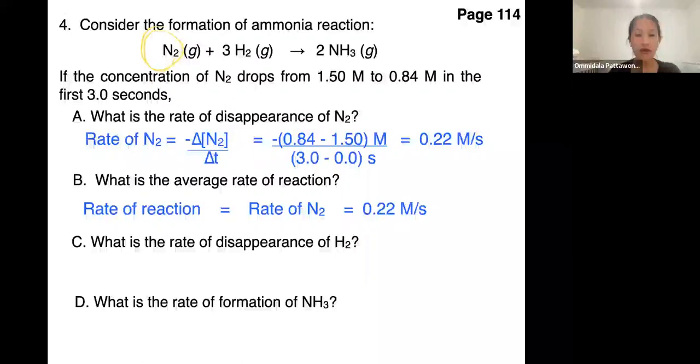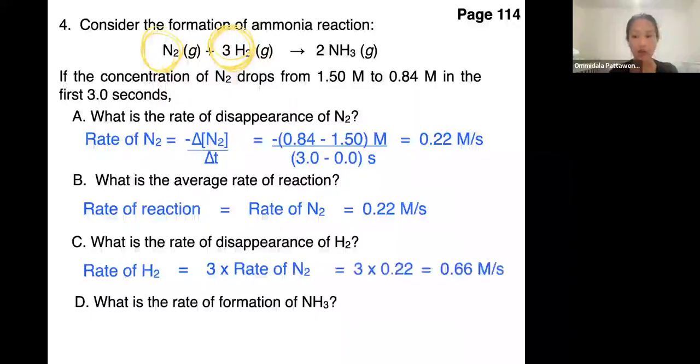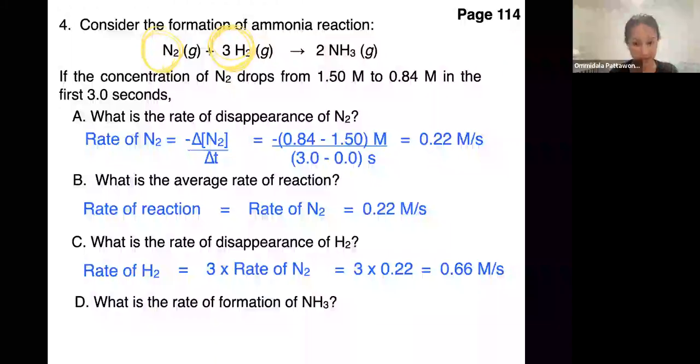Now, what about the rate of disappearance of hydrogen? Okay, so this is the rate of disappearance of hydrogen. We are looking at hydrogen. Remember, the difference between hydrogen and nitrogen is the coefficient, right? So if you're looking at hydrogen, hydrogen is going to be consumed 3 times faster. So in this case, the rate of hydrogen would be 3 times faster than the rate of nitrogen. So it's going to come out equal to 0.66 molar per second.